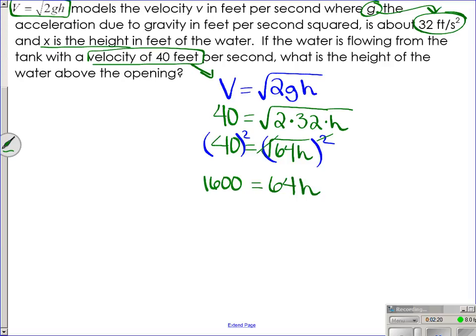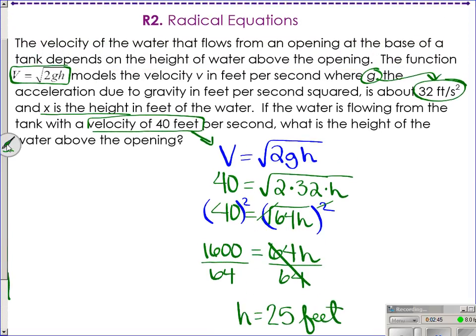And now to solve for h, I'm going to divide both sides by 64. And when you use your calculator and take 1600 and divide it by 64, you will get that h, your height, is 25 feet. And that's it. That's all you have to do for this problem. Make sure you substitute information in and solve correctly.